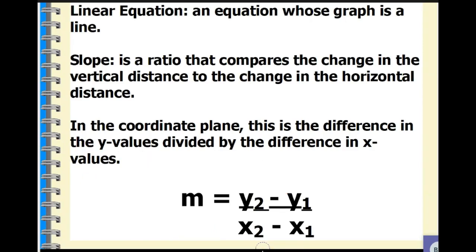Okay, to calculate our slope, we just simply do y2 minus y1 over x2 minus x1. Okay, real simple there. That is the written out formal way of saying rise over run.